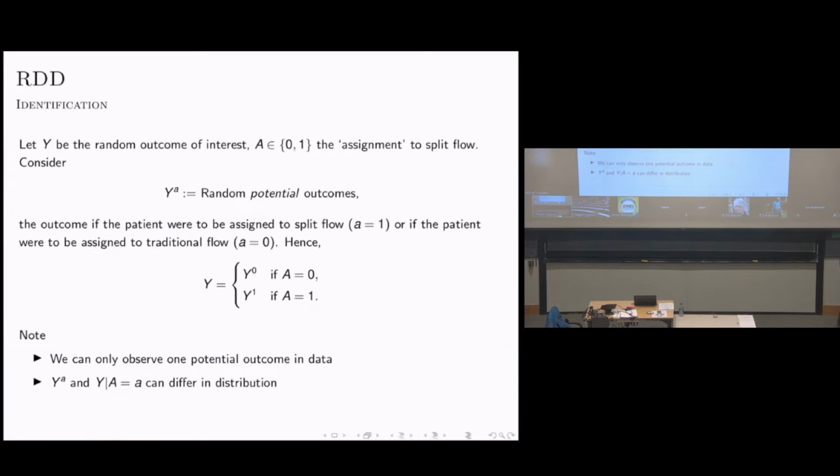And the second one, so we have a missing random potential outcome. So one way to perhaps save this, in order to estimate effects, is to say, well, if the random potential outcome has the same distribution as my observed outcome, given the intervention, then I can estimate effects. But this turned out to be not necessarily true. And the reason for this is because we're not randomizing the intervention. So the random potential outcome Y superscript A may not have the same distribution as the observed outcome given the intervention, because we're not randomizing patients to split flow.